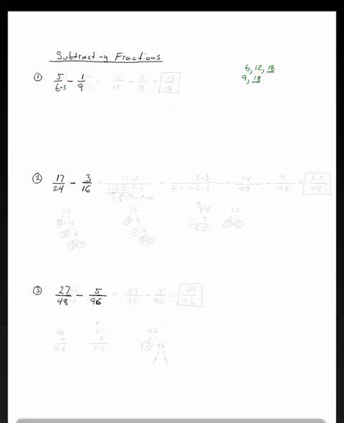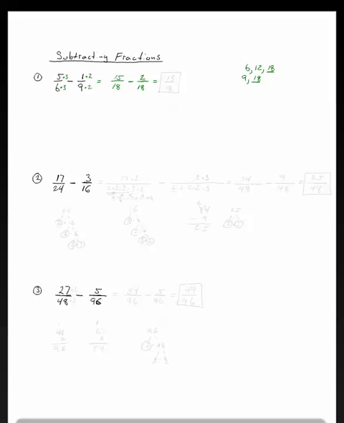Whatever I do to the denominator, I must do to the numerator. So I'm going to have to multiply that 5 by 3 as well. 9 times 2 is 18. And once again, if I do it to the denominator, I have to do it to the numerator as well. So this gives me 5 times 3 is 15, 6 times 3 is 18, minus 1 times 2 is 2, and then 9 times 2 is 18.